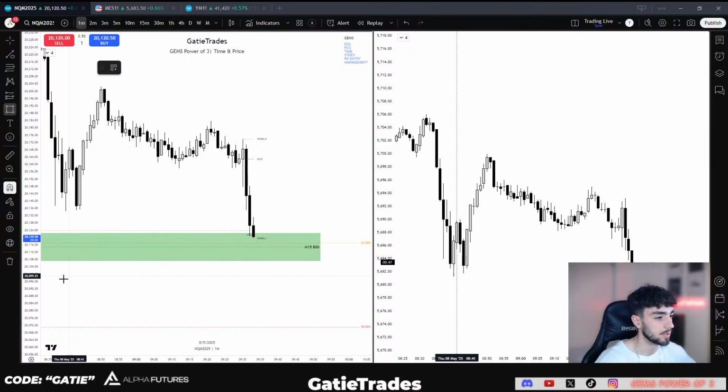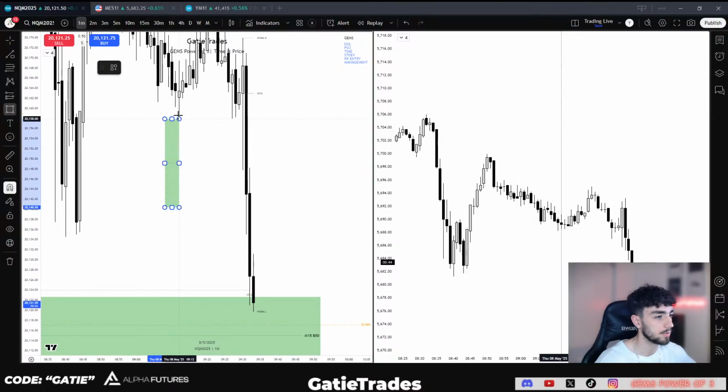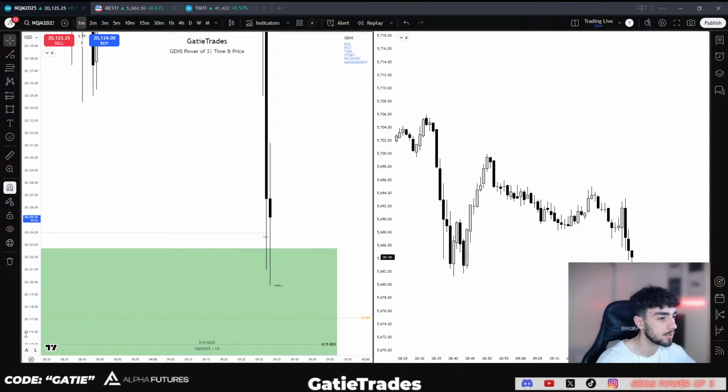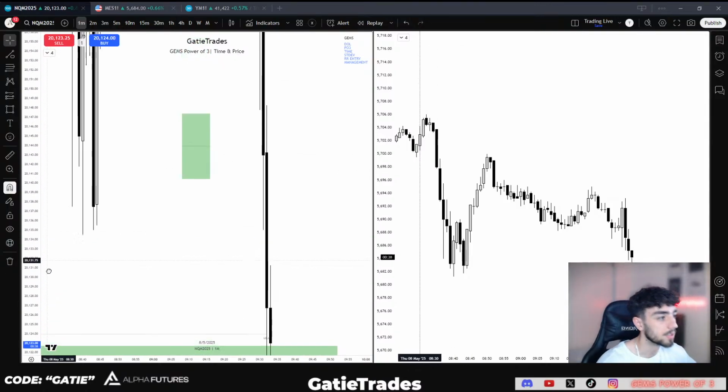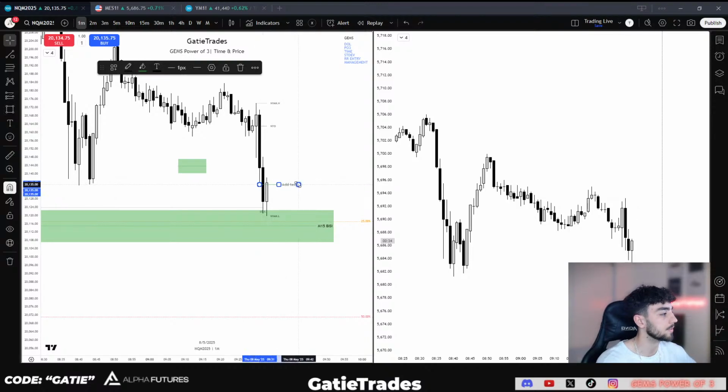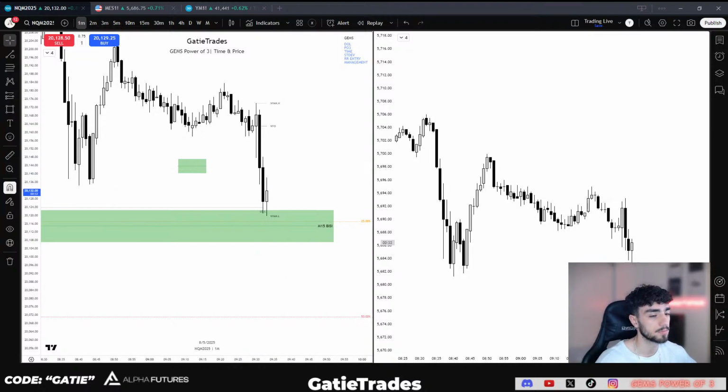We are currently putting in a fair value gap, potentially a first presentation. I'm zooming in to see if there's a volume imbalance. It doesn't look like there's a volume imbalance, so no first presentation there. Immediate rebalance.